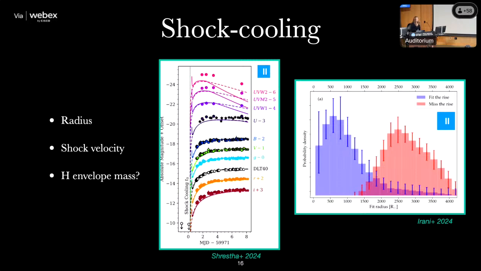And in a sample paper, Irani et al. found that there were two different types of model fits, one where they could fit the early rise and one where they missed the early rise. They showed that regardless of whether they fit or missed that rise, they were able to constrain the radius, but that these radii maybe tended to divide into a smaller radius and a larger radius. So even when the models don't fit the data, they're still potentially telling us about the progenitor, and maybe this is giving us information on red supergiants and how they evolve.